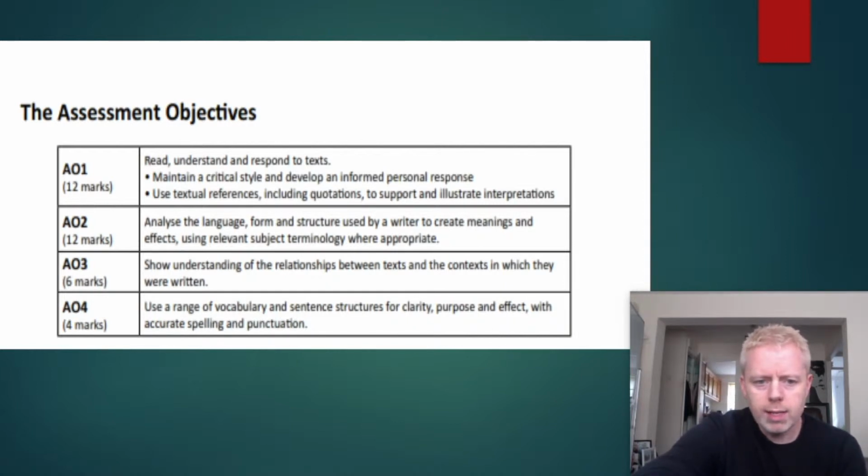So AO1 is kind of critically responding to the question. AO2 is analyse language, form and structure and talk about effects. Relevant terminology is important. And context, show understanding of the relationship between text and the context in which they were written. So for Shakespeare, when did he write it? Who was the king at the time? What was their feelings towards the supernatural? Did they buy it, believe it, whatever? Okay, and AO4 then, 4 marks for SPAG.